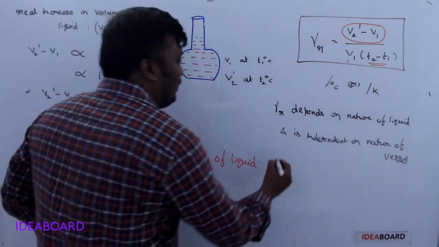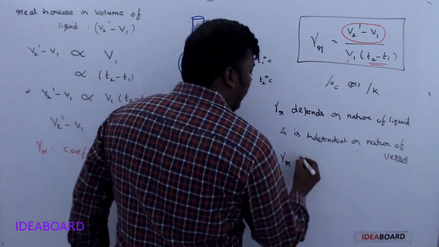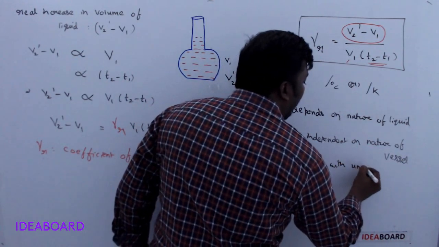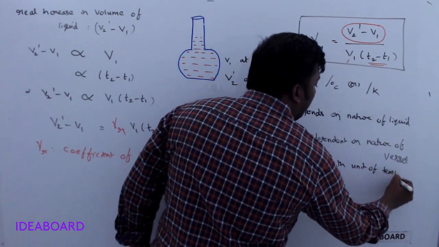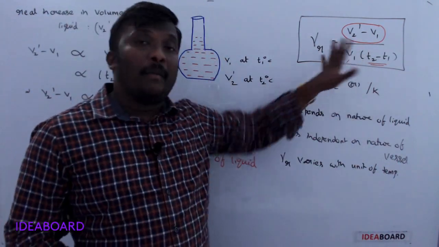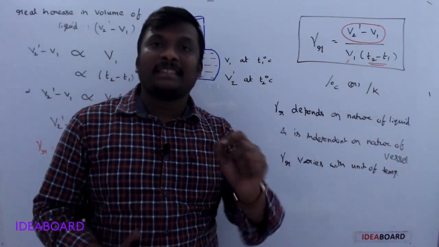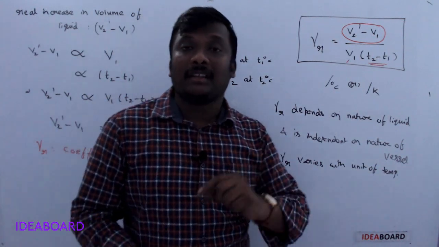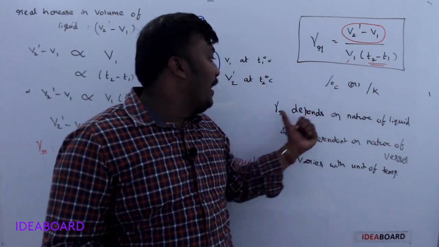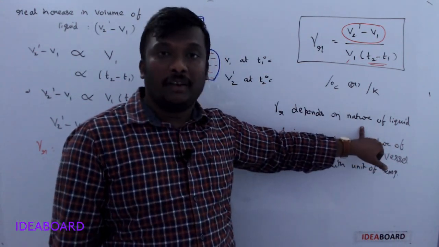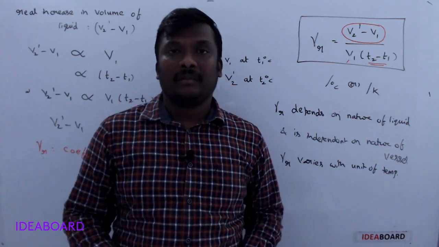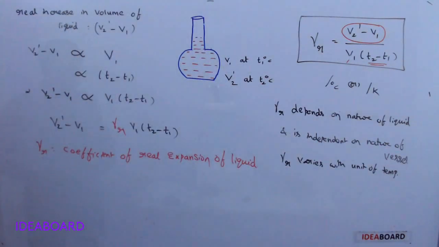Understand? Next, gamma R varies with the unit of temperature. So formula-wise gamma R and gamma A are the same, but the major difference is that gamma A depends on the nature of liquid and nature of container. Gamma R depends only on the nature of liquid. It is independent of the nature of vessel. That is the major difference. Understand? Please note it down.